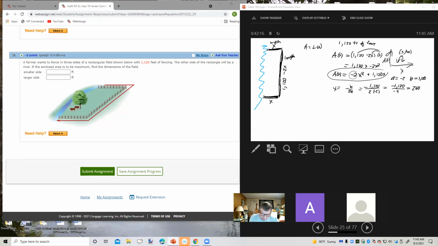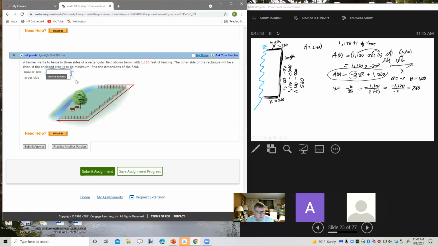All right. Well, let's see if this is 280. This is 280. This would be that minus 2 times 280, which is what, 560, and that's going to be 560. Is that right? Let's see. Yep. So the smaller side is 280 feet. And the larger side is 560 feet.